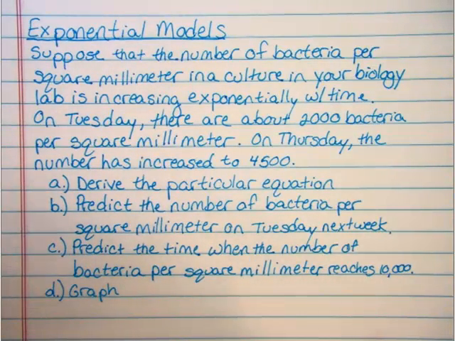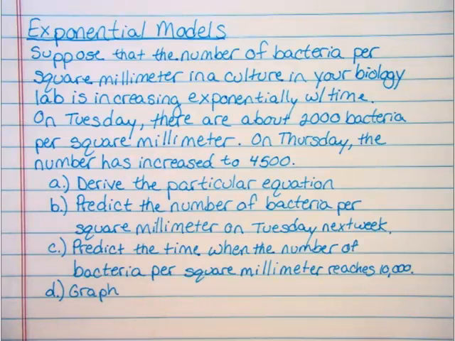We are now going to look at exponential models. So here's our story. Suppose that the number of bacteria per square millimeter in a culture in your biology lab is increasing exponentially with time. On Tuesday, there are about 2,000 bacteria per square millimeter, and on Thursday, the number is increased to 4,000. So we're going to write our equation, and then we're going to predict what's going to happen in a week.